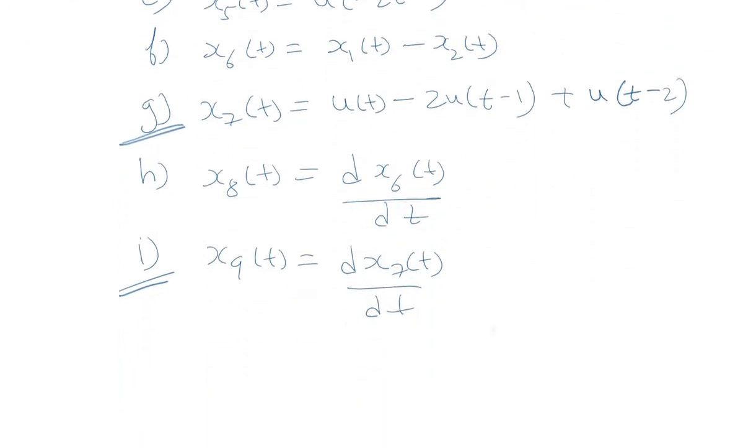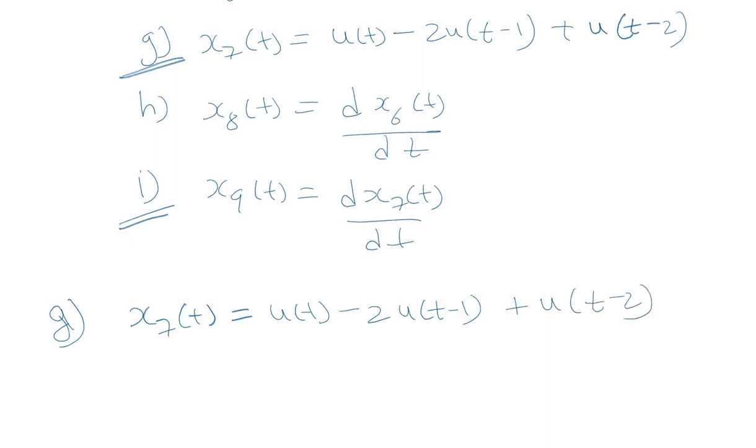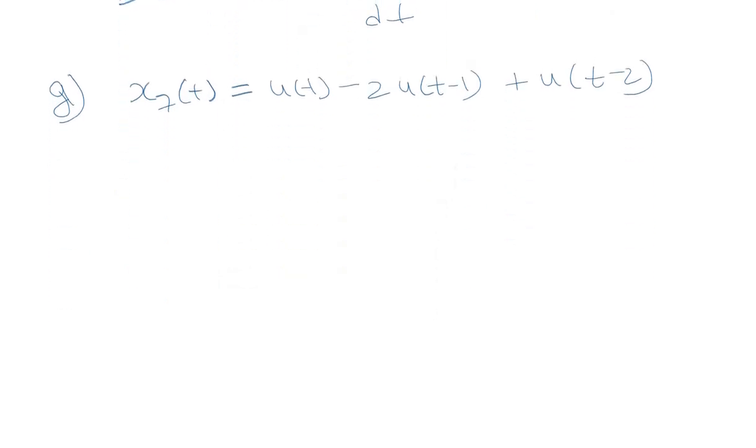So let us discuss first part G. The question is, the signal is given as x of t, which is u of t minus twice u of t minus 1 plus u of t minus 2. The aim is to draw the waveform of this function x of t. We know the waveform of u of t.